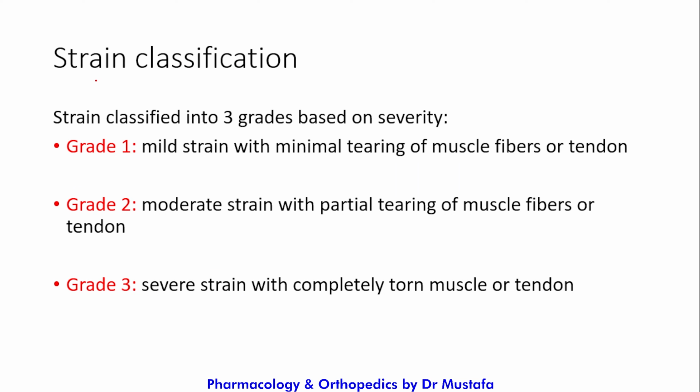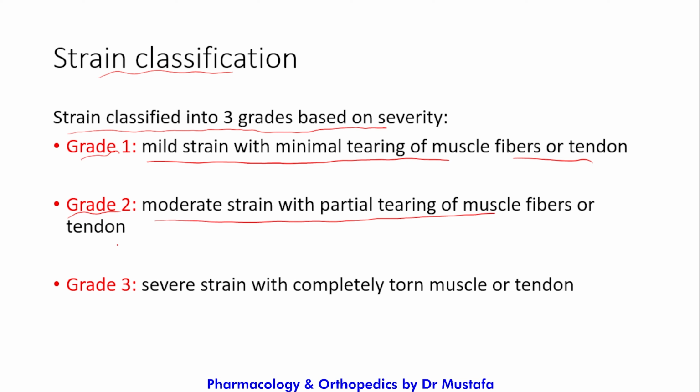Now the strain is also graded or classified. The strain is classified into 3 grades based on severity. Grade 1 is mild strain with minimal tearing of the muscle fibers or tendon. Grade 2 is moderate strain with partial tearing of muscle fibers or tendon. And grade 3 is severe strain with completely torn muscle or completely torn tendon. So it's basically the same classification as the sprain.